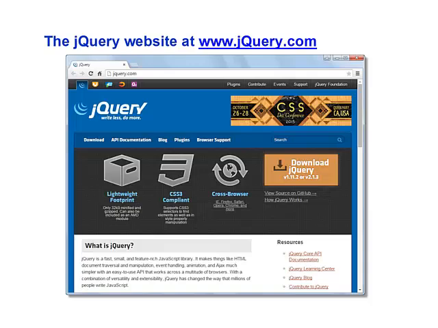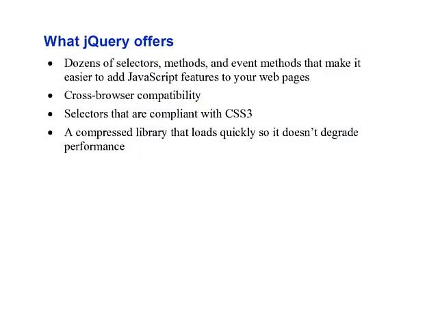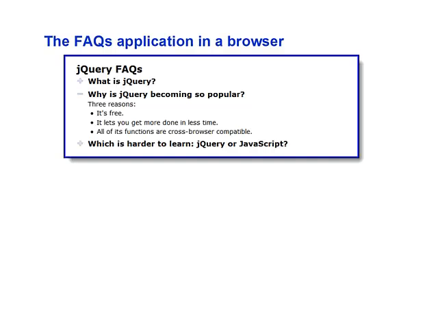jQuery.com has lots of information including CSS compliance, cross-browser functionality, and lightweight footprint information. You can download jQuery and its library, as well as API and documentation from the jQuery.com website. Some of the reasons jQuery is favorable is it's free, open source. All of its functions have cross-browser compatibility, and it lets you get more done in less time.